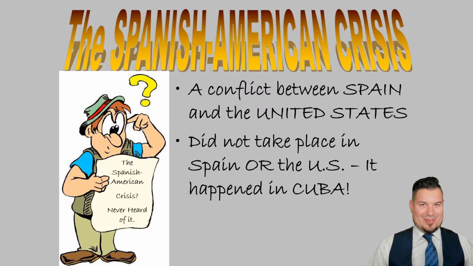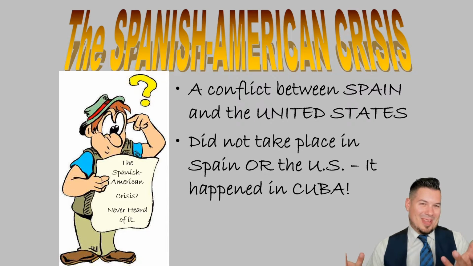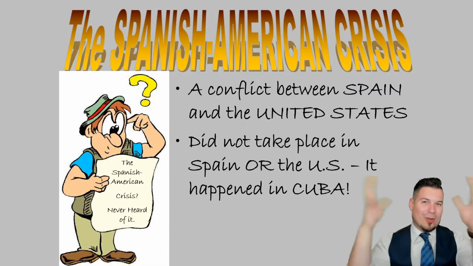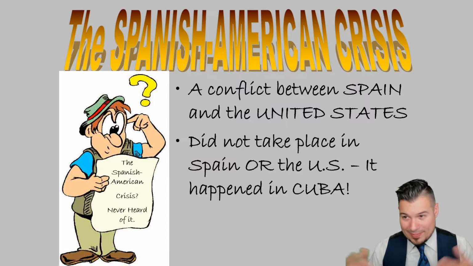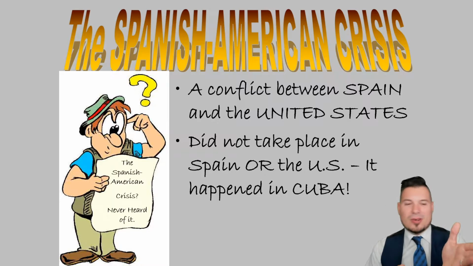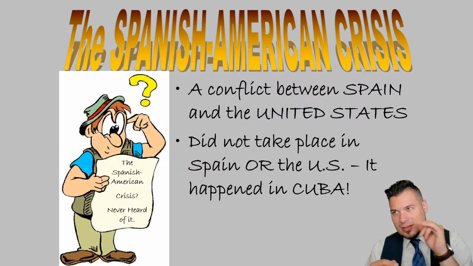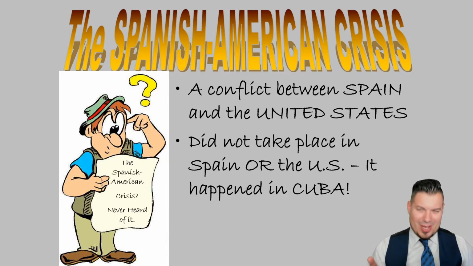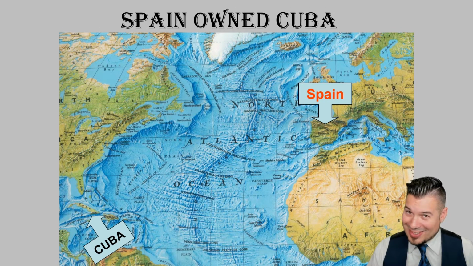Never heard of it? Well, believe it or not, it isn't that well-known a piece of our history. In fact, a lot of times it's glossed over. But essentially, the Spanish-American Crisis is a crisis between the U.S. and Spain, and it didn't take place in the U.S. or Spain. It takes place in Cuba. Back then, Spain owned Cuba. Cuba was a colony of Spain, and a very profitable colony, to say the least.